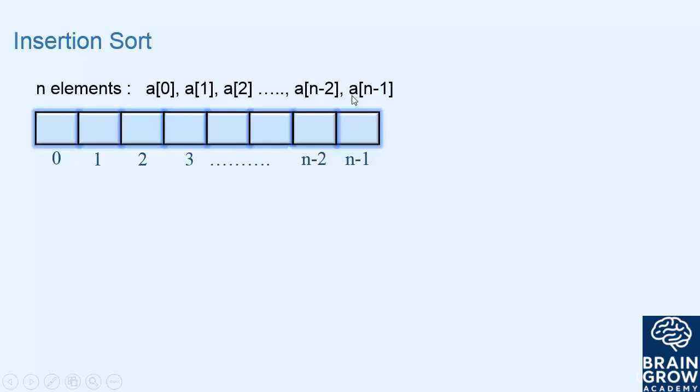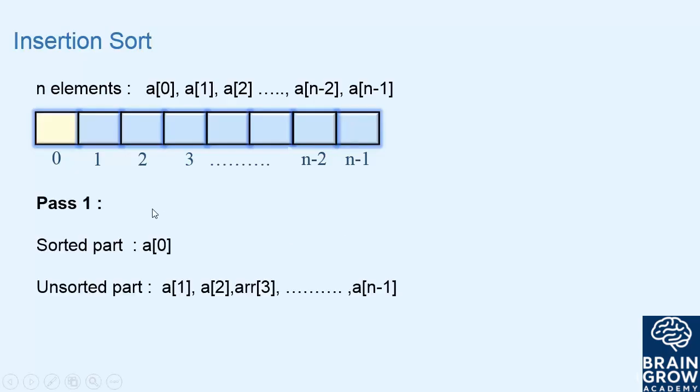This is the array A of n elements that we are going to sort in ascending order using insertion sort. Now in insertion sort, we'll consider our array to be divided into two parts. One is the sorted part and one is the unsorted part. And in each pass, we'll take the first element from the unsorted part and place it at its proper position in the sorted part. So now in pass 1, our sorted part is this and unsorted part is this.